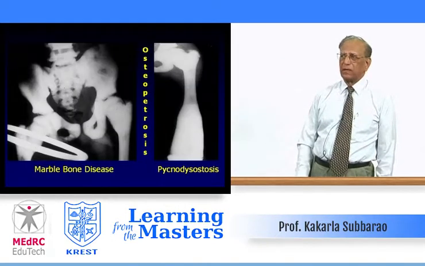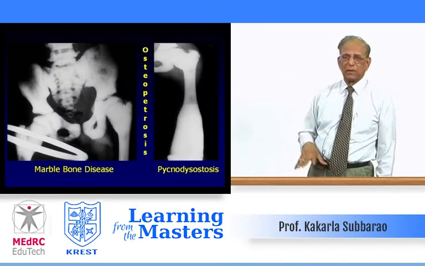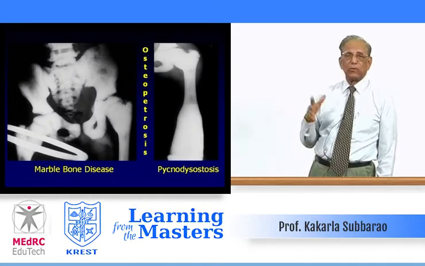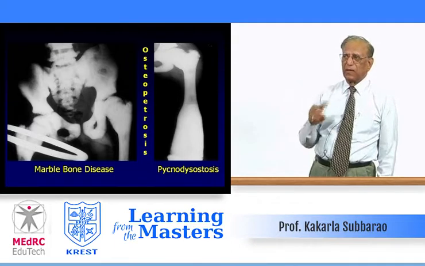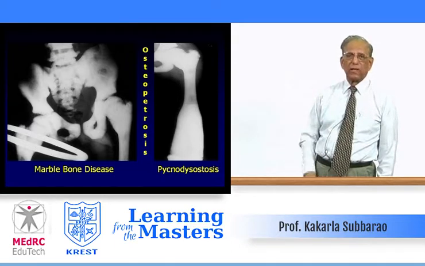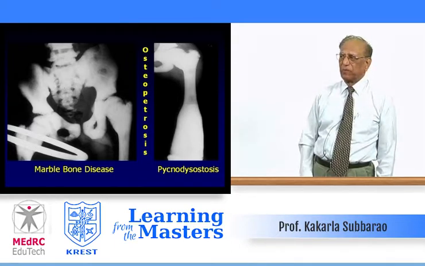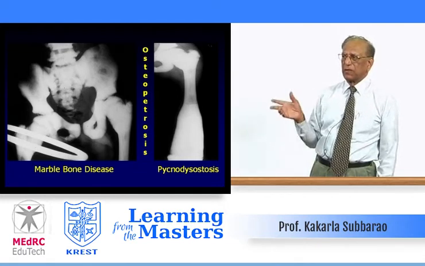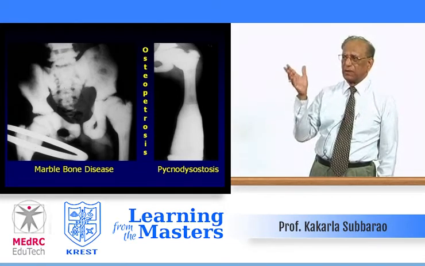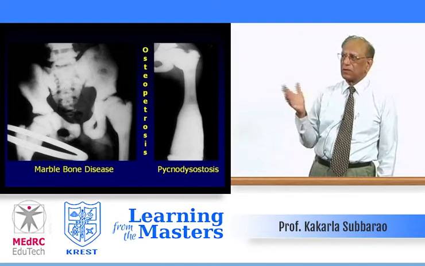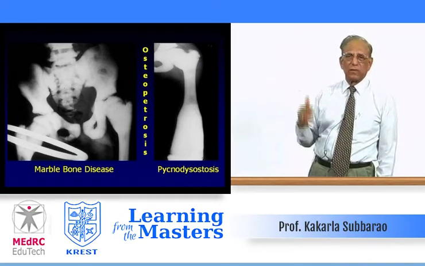The one on your left side shows diffuse density, so-called marble bone disease. The right thigh is in a splint because he had a fracture of the mid shaft of the femur. A similar lesion is seen on the left side also, but this is pycnodysostosis. How can you make a difference? Frankly, in these bones you can't make a difference.